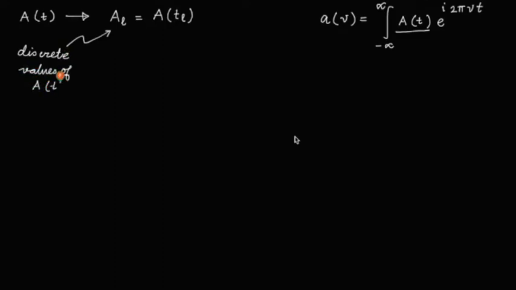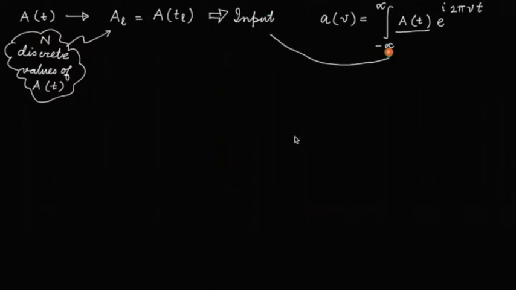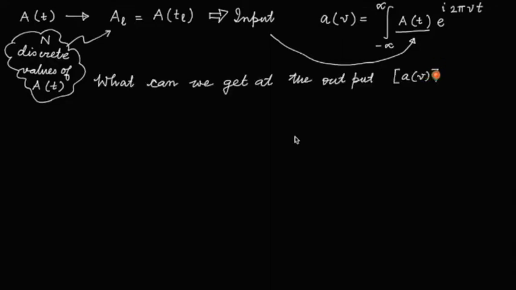How many of them? N discrete values of this function. So this is what goes as my input. I can call this my input, because this is what goes in here. Okay, so let's ask the question: what can we get at the output? What can we get as small a as a function of nu? This is the question we are asking.